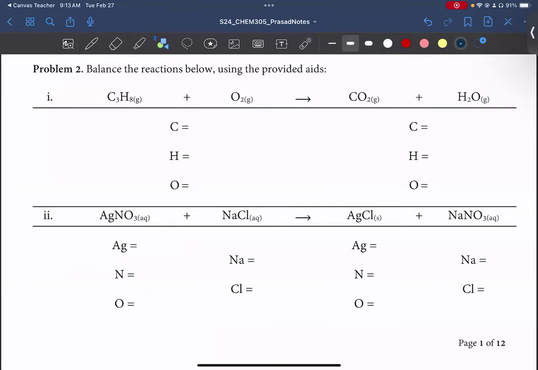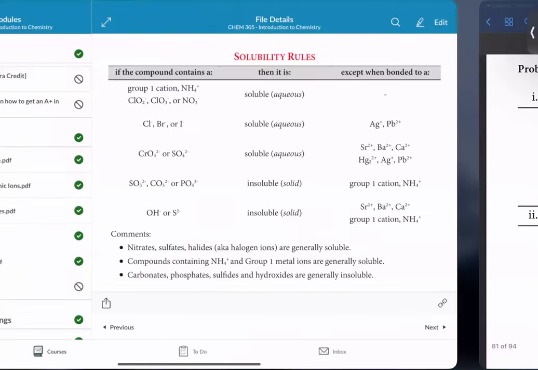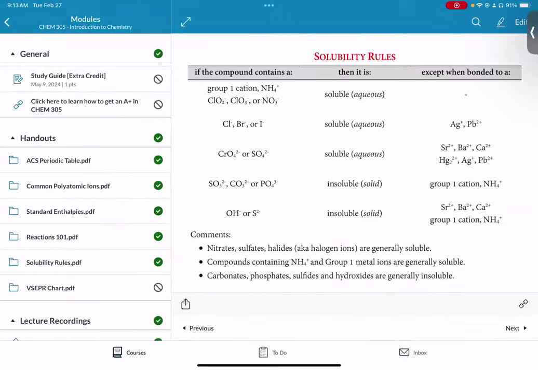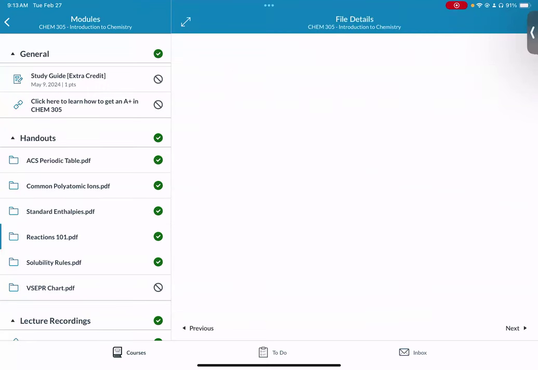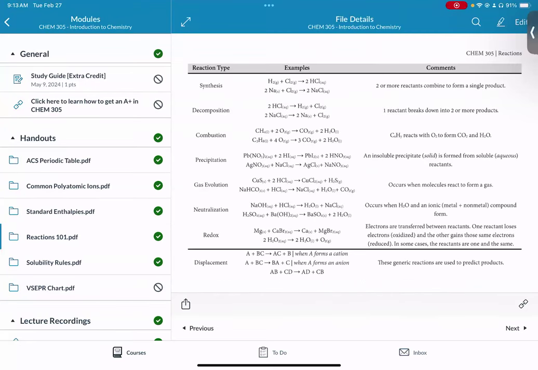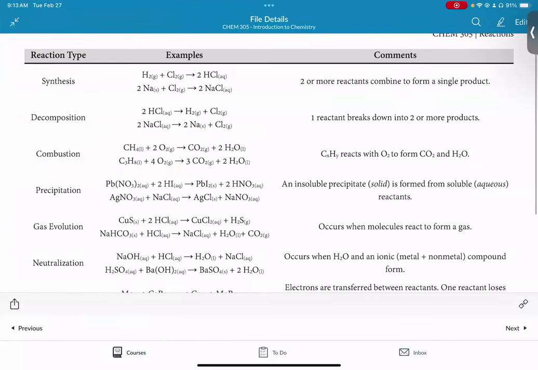You are expected to memorize it, yes. So again, I'll just answer that question. The solubility rules table, you are expected to memorize because you need to identify if things are soluble or aqueous on the exam. You do not need to memorize Reactions 101, this document. This is just a guide, just a little handout to help you organize your thoughts.